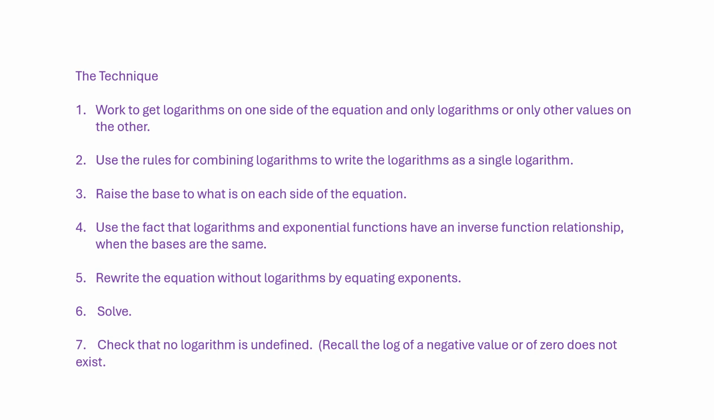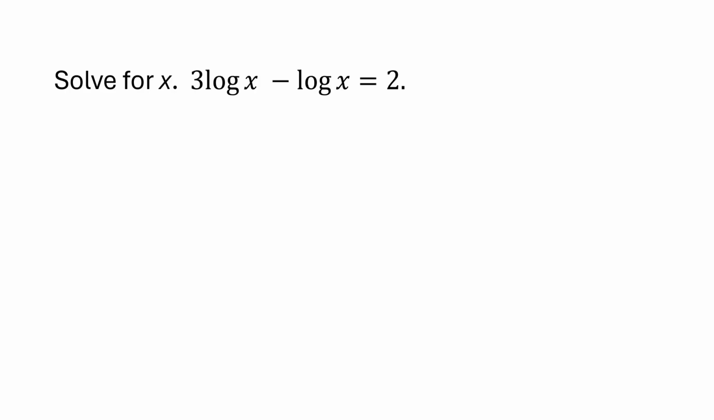Finally, we will check our solution, because logarithms of 0 or logarithms of negative numbers are not defined, so we have to make sure we don't have a problem. Example, solve for x: 3 log base 10 of x minus log base 10 of x equals 2. When we see log and no base written, 10 is implied. If we see ln, e is implied.